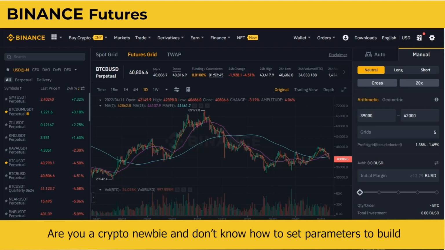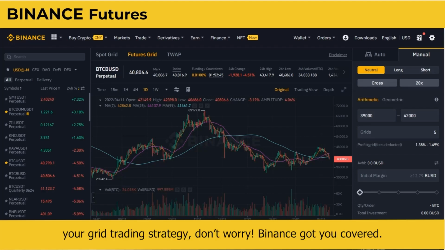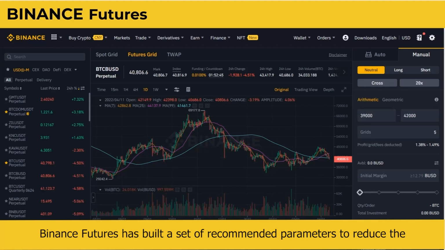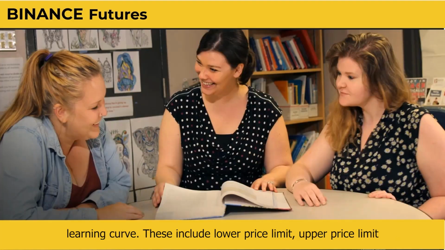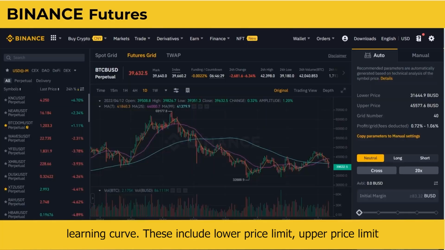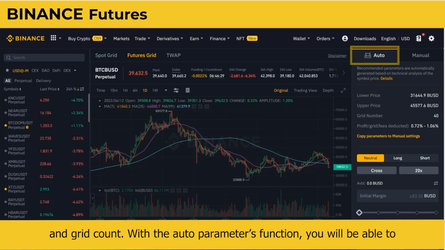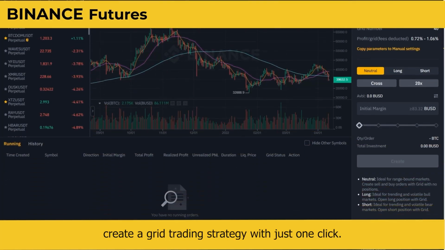Are you a crypto newbie and don't know how to set parameters to build your grid trading strategy? Don't worry. Binance got you covered. Binance Futures has built a set of recommended parameters to reduce the learning curve. These include lower price limit, upper price limit, and grid count. With the auto parameters function, you will be able to create a grid trading strategy with just one click.